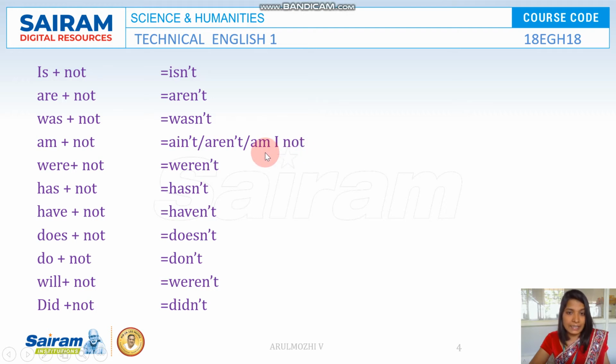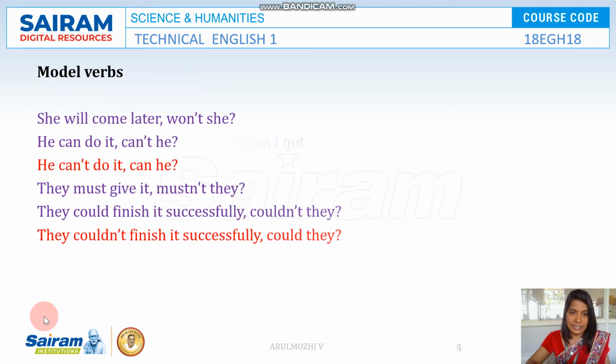am I not is the exact answer. And then were plus not weren't, has plus not hasn't, have plus not haven't, does plus not doesn't, do plus not don't, will plus not won't, did plus not didn't.